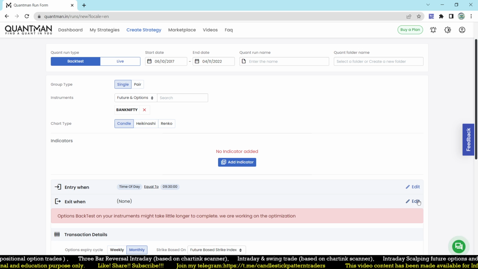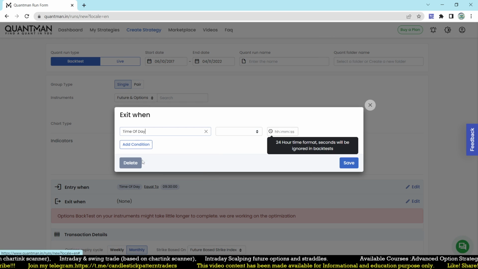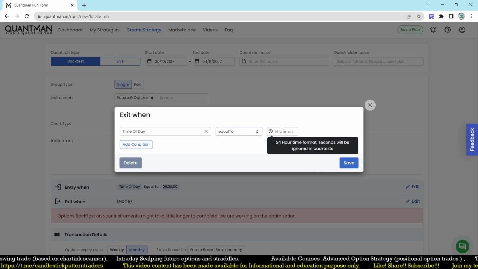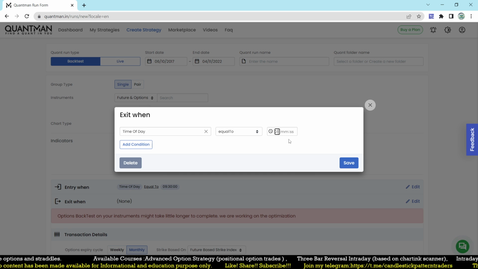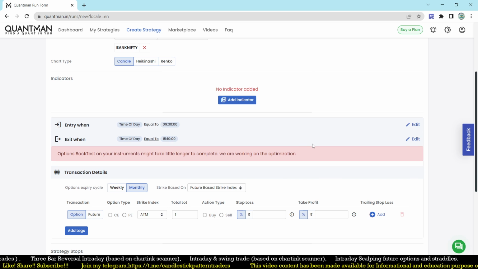Okay, and for the second condition, the exit condition, the time of the day is equal to somewhere around 3 o'clock 10 minutes, that is 15:10:00 seconds. So that's the simple condition I have made. What the algo is planning is that at 9:30 it will take a short straddle and it will exit that position by 3:10. That is the condition I have mentioned here.